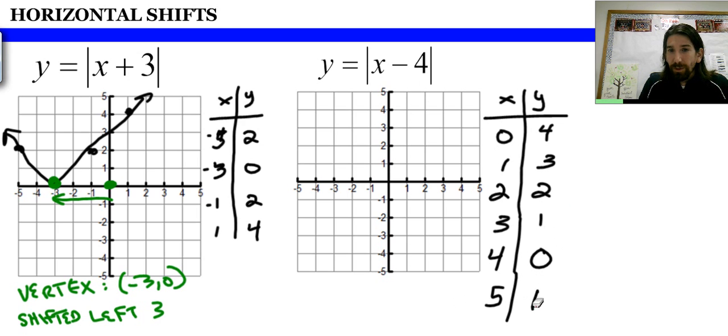Notice that my table just repeated, so I'm going to go ahead and graph the rest of it. I got 0, 4. It's here. 1, 3. 2, 2. 3, 1. 4, 0. 5, 1. See the V shape?